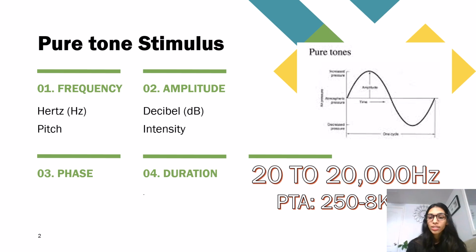For a normal hearing human, the range which a normal human can hear is between 20 to 20,000 hertz. But within that, 500 to 8 kilohertz is more sensitive, and most of our speech frequencies lie between 100 to 6,000 hertz. That's why we are doing pure-tone audiometry covering all of this region, which is from 250 to 8,000 hertz. So among this, frequency and amplitude are the important components.